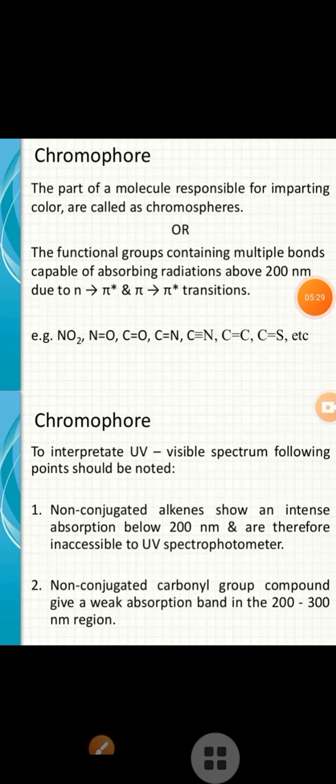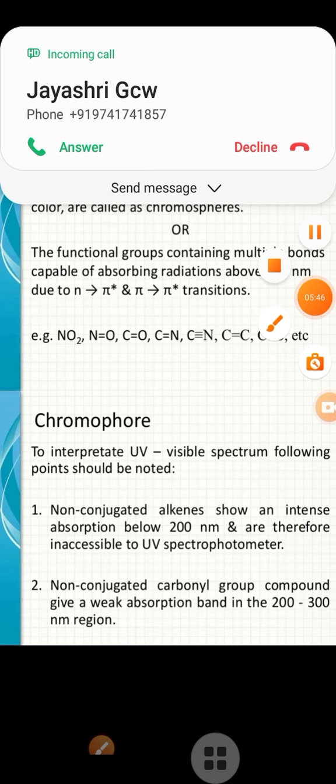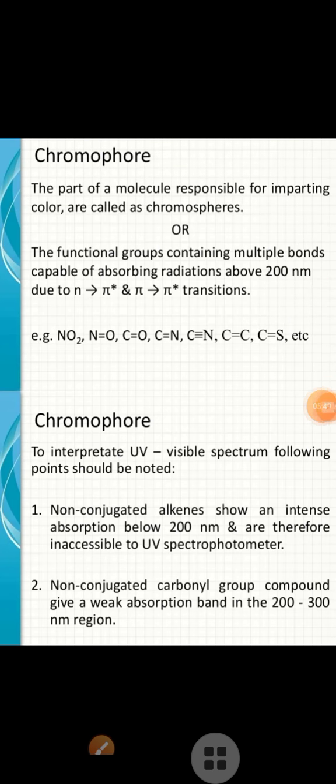In UV visible spectroscopy, we have two concepts, chromophores and auxochromes. What is a chromophore? The part of a molecule responsible for imparting color is called a chromophore. These chromophores have functional groups containing multiple bonds capable of absorbing radiations above 200 nanometer, that means in the UV region. That is n to pi star and pi to pi star transitions.